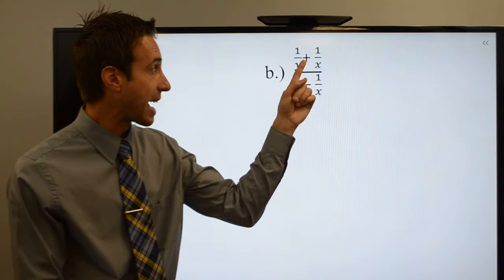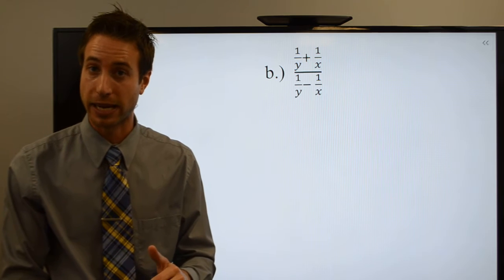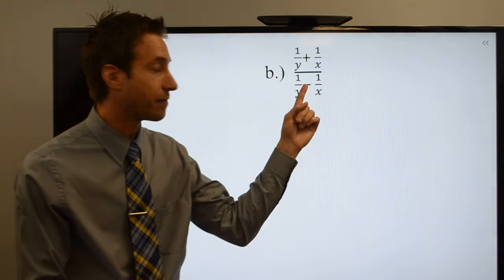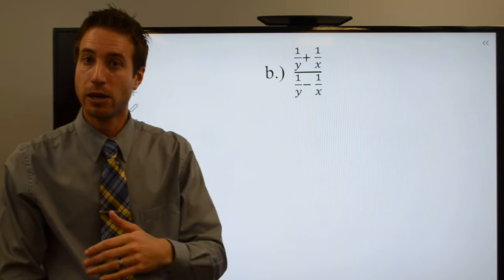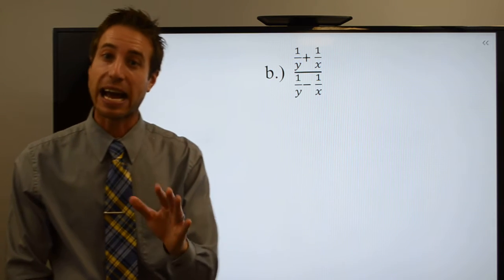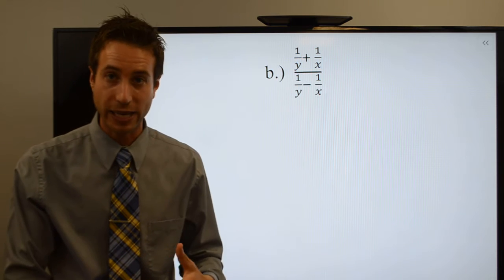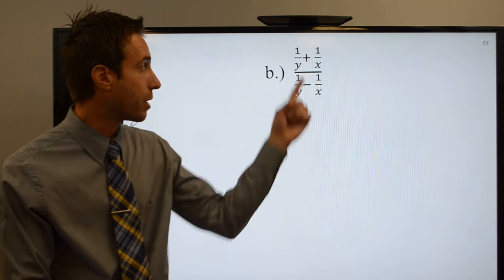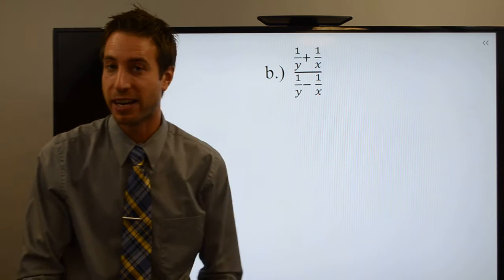Please notice, I have the addition of fractions in the top. I'm going to need to find a common denominator so I can add those guys. I have subtraction of fractions in the bottom. I'll need to find a common denominator so I can subtract those guys. And as promised, these are complicated enough that I'm not going to make them super tricky to find a common denominator. Y and x. Just multiply each fraction by the denominator of the other guy.